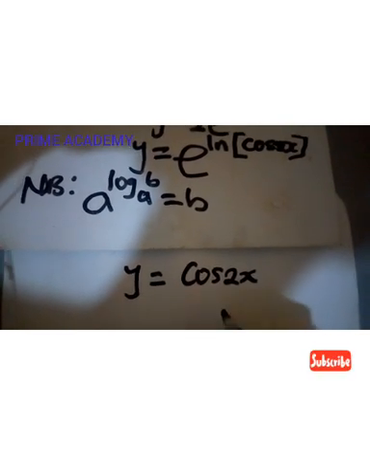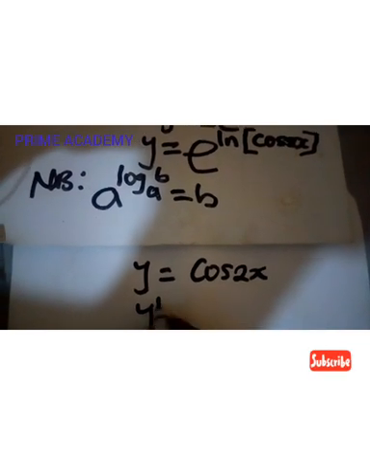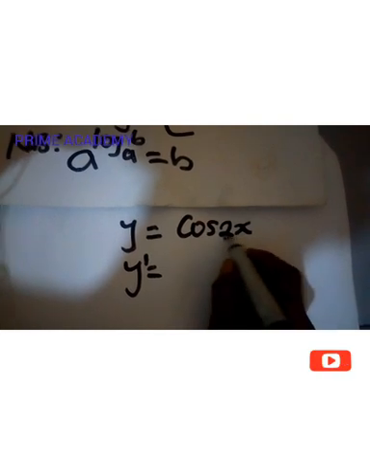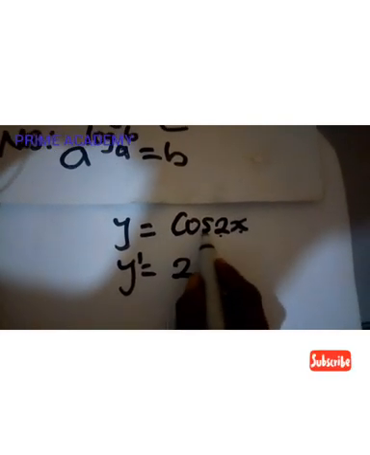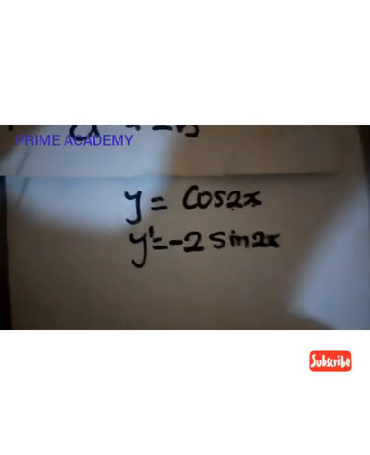And differentiating this, y prime, the inner function here is 2x. When we differentiate 2x, we get 2. When we differentiate cos, we get minus sine. Then we rewrite the inner function 2x. So this gives us our answer.